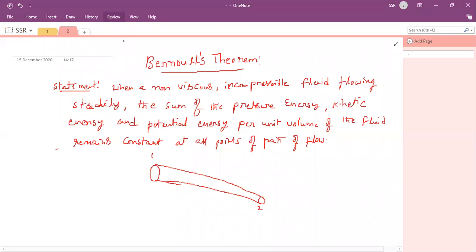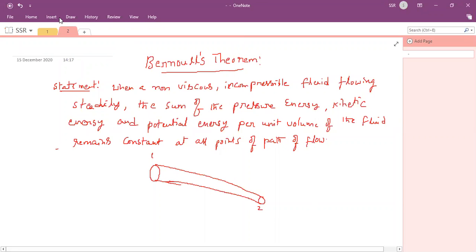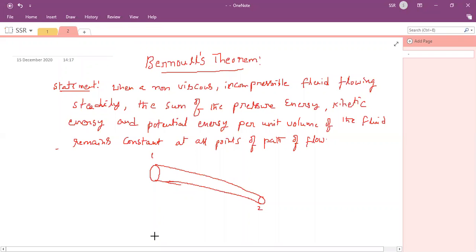Then with respect to horizontal level, let us consider a horizontal level. With respect to this horizontal level, let us suppose these two points, point 1 and point 2, are the end points of the tube. The first end point is at height H1, this end point is at height H2, and fluid is flowing like this. This is almost an ideal fluid.